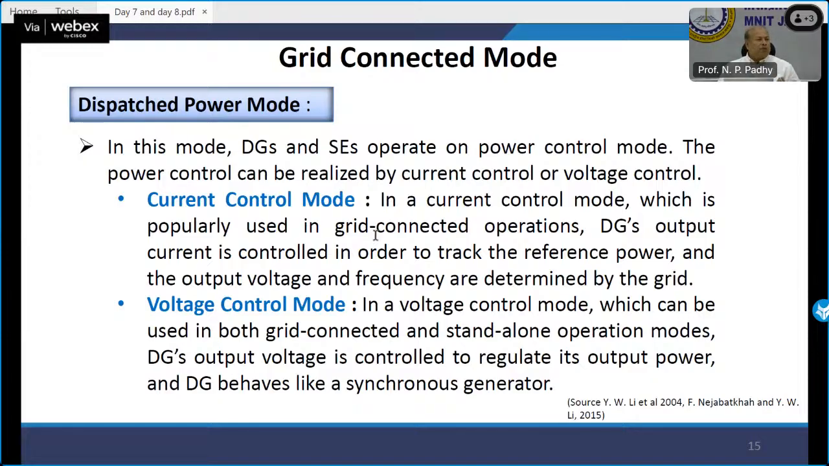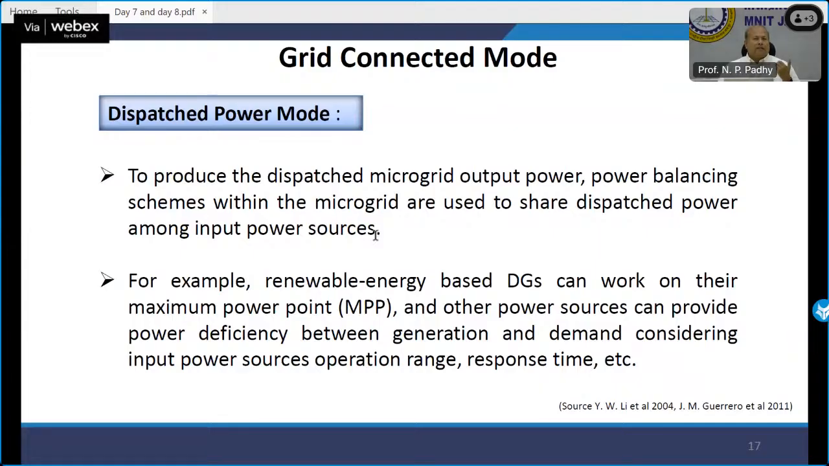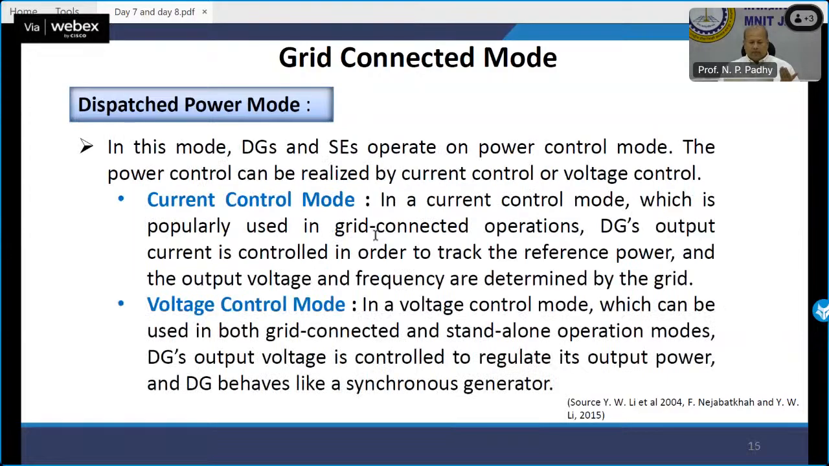Now, when you talk about voltage control mode, similar to current control, it can be used in both grid connected and standalone operation, where the DG's output voltage, instead of the DG's output current, is controlled to regulate its output power, and the DG behaves like a synchronous machine. Why synchronous? When I say DGs behave like a synchronous generator, a synchronous generator means it acts like a constant P and constant V machine. So that is what they are talking about here.